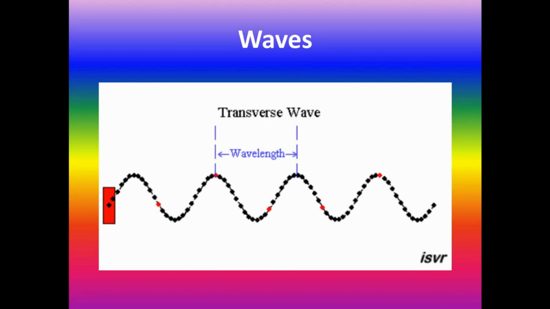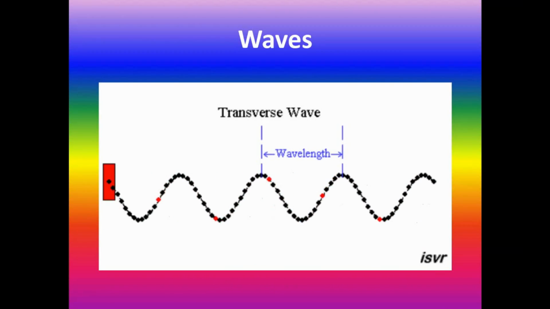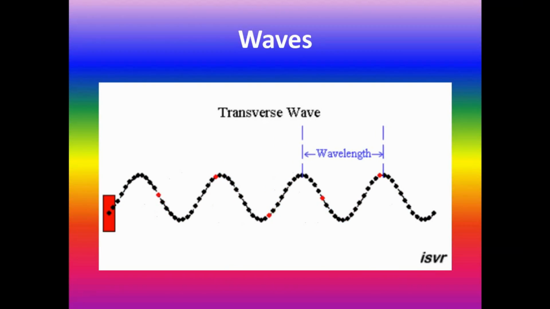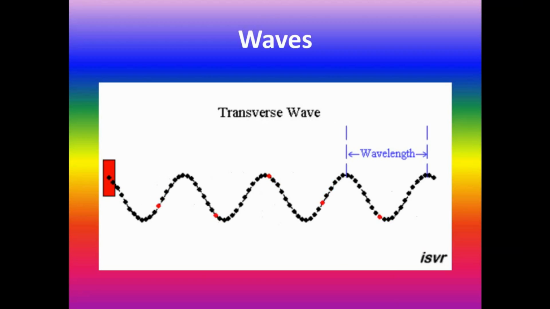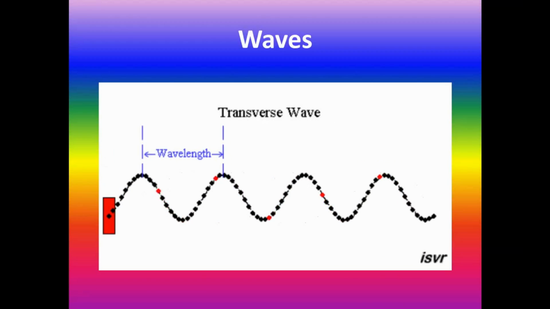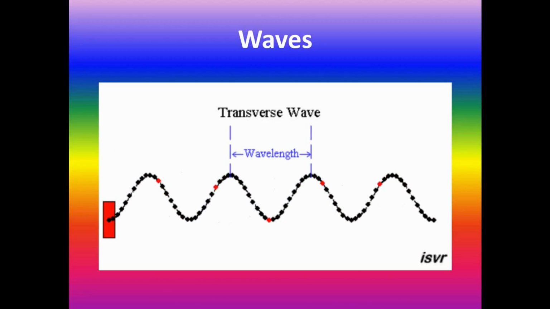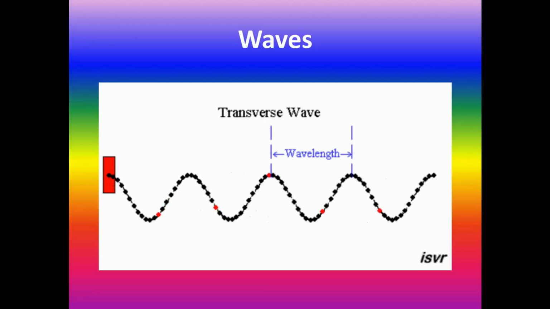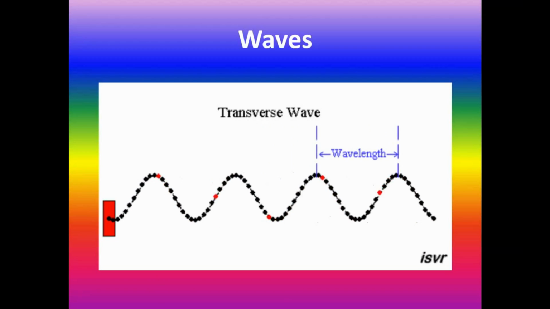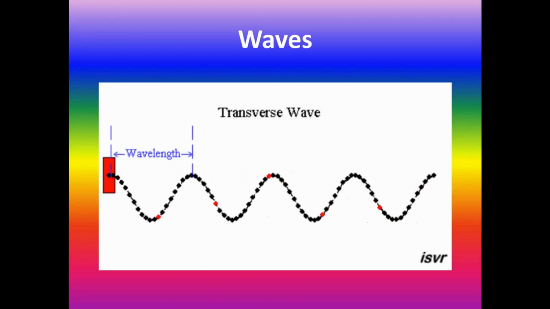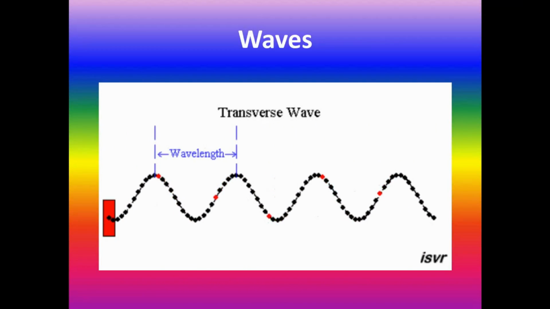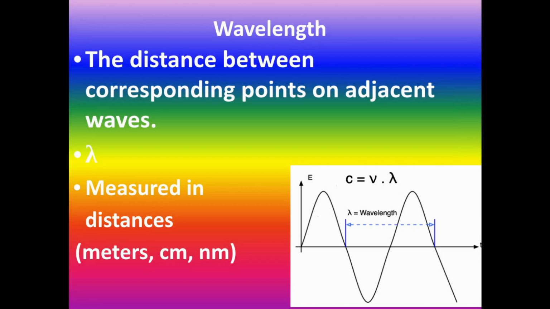If we look at a wave that's going up and down, this is called a transverse wave. And we're looking at a wavelength. A wavelength you can think of as one top point to the next top point, or one bottom to the next bottom, so one complete wave cycle. Wavelength is corresponding points on adjacent waves. So what does that really mean?